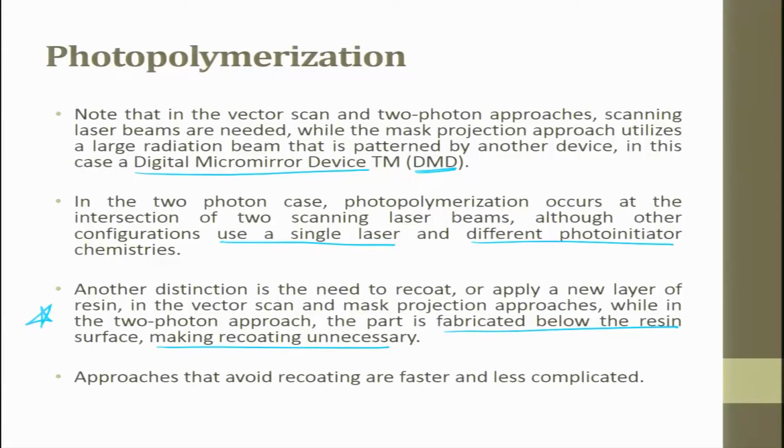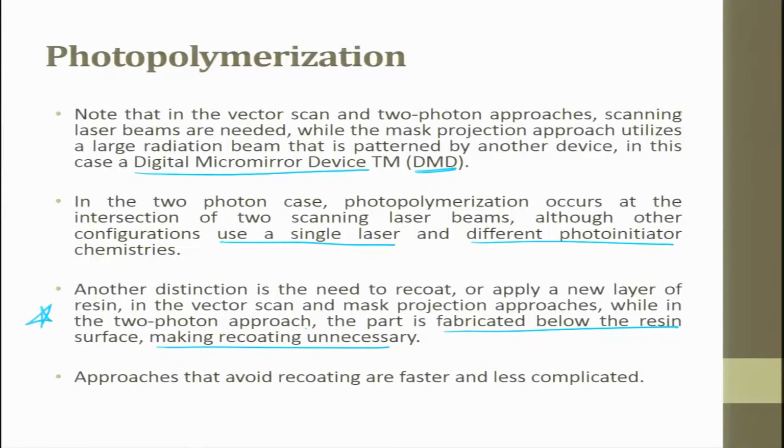As I told you, if the wave pattern on top of the surface of the photopolymer is not made flat, the process efficiency falls drastically. The curing does not happen properly, so defects like shrinkage or warping can happen in due course of time. In order to avoid that, in the two photon approach, the part is fabricated below the resin surface, making recoating unnecessary. The approaches that avoid recoating are faster and less complicated.